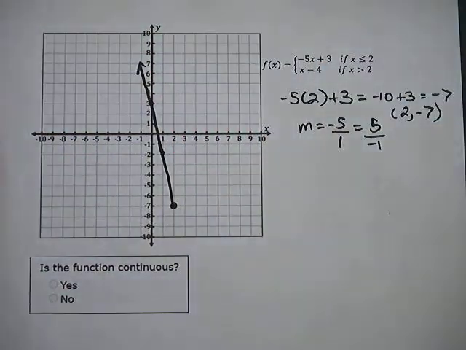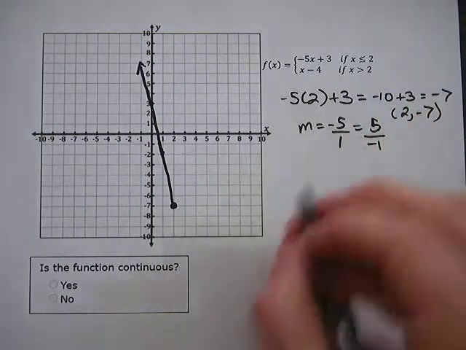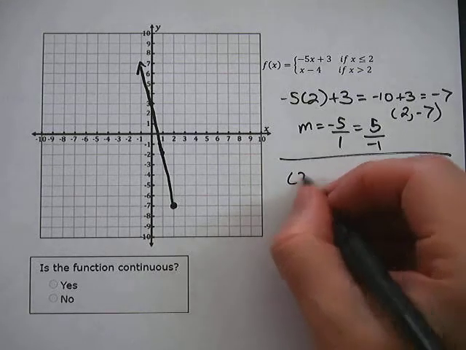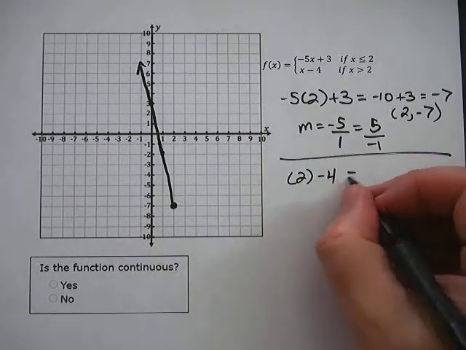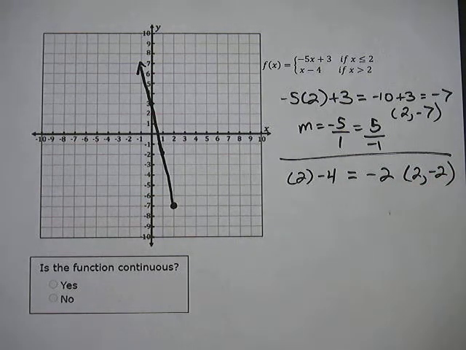Okay, so there's one portion of it. Now let's look at the x minus 4 portion of this. If we plug in a 2, we get 2 minus 4. Plugging in a 2, I get negative 2 out. That corresponds to the point 2, comma, negative 2. Plug in a 2 for x, get negative 2 out for y.